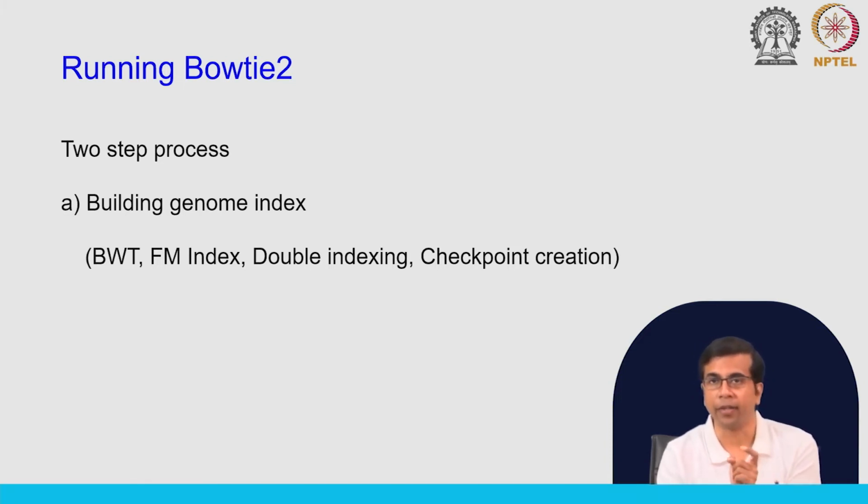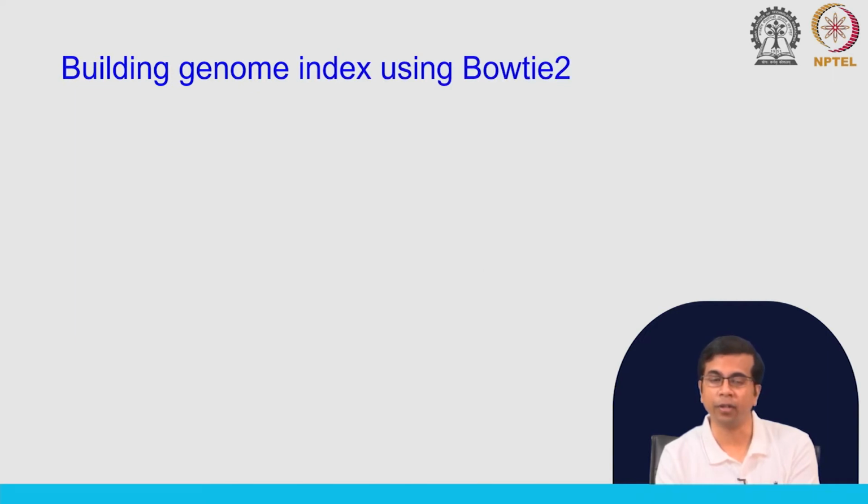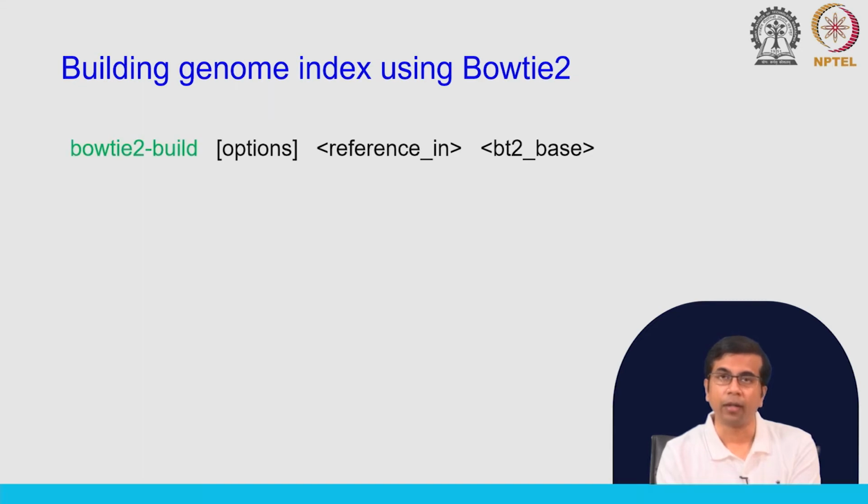There is a different command to do this, and in the next step, once you have built this index, you do the read mapping. So, there are two different commands which we will see in a moment. We will also use those commands for our purpose. The first step is building the genome index using Bowtie2. The command is bowtie2-build. This is a specific command to build these genome indexes.